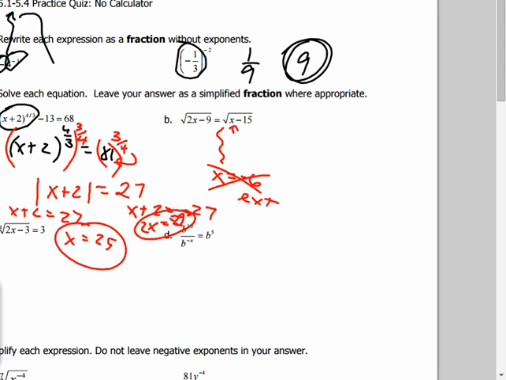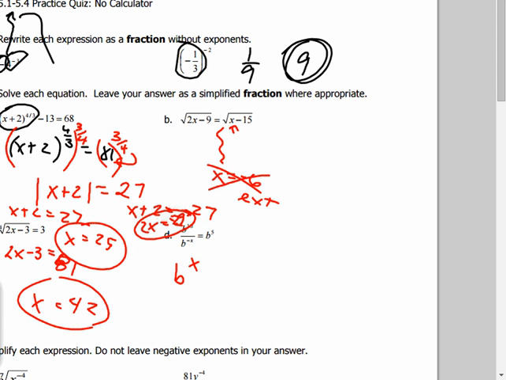The next one, it starts out as to the 1/4, so I'm going to put it to the power of 4, and I have 2x minus 3 equals 3 to the power of 4, which is 81. Then I add 3 to both sides. So final answer, x equals 42. On to the next one.